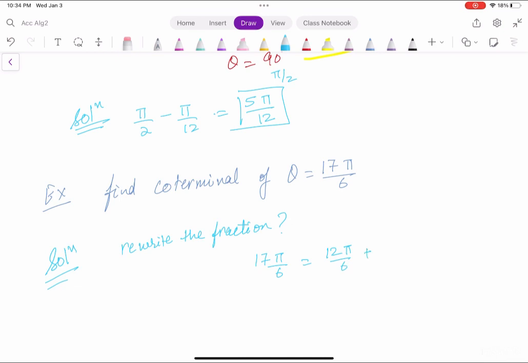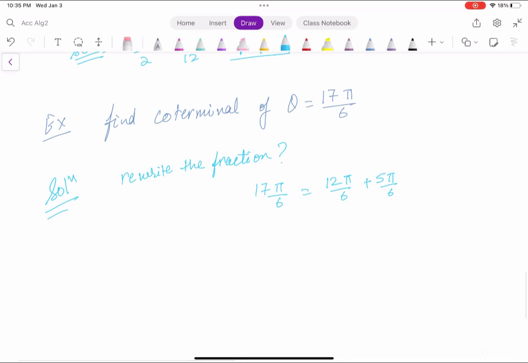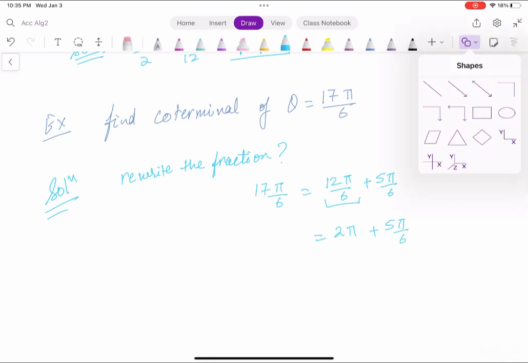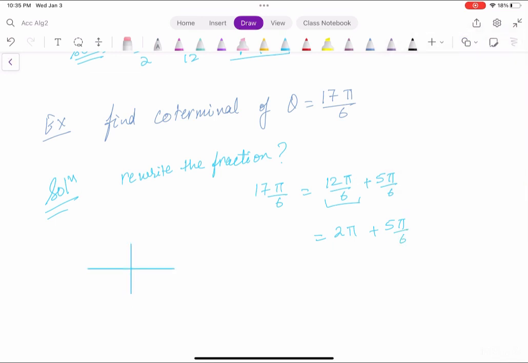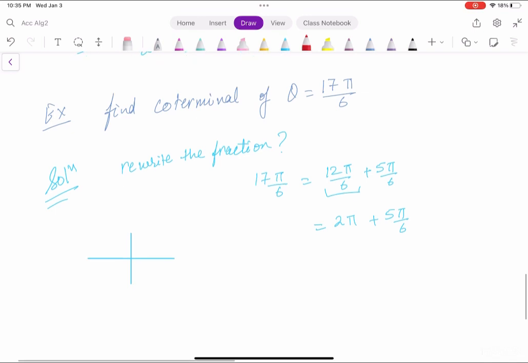Can I say 12 pi over 6 plus 5 pi over 6? Because the denominators are the same, I can add the numerators together. And what is 12 pi over 6? That is nothing but 2 pi, plus 5 pi over 6. That means 2 pi covers the whole entire circle, right? So it completes the whole circle, and that is 2 pi. And if I keep on extending it beyond the 2 pi to 5 pi over 6, that is what the angle is.